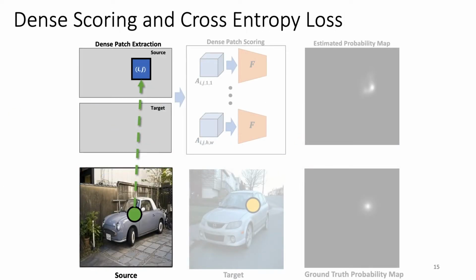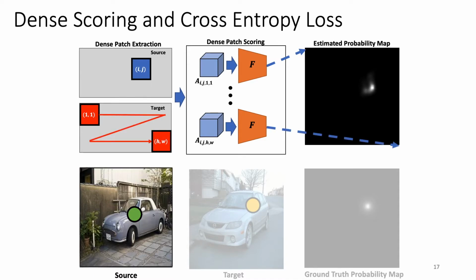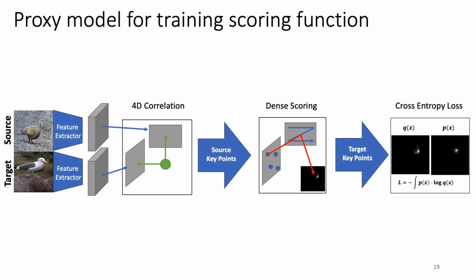In detail, for each ground truth source annotation located at ij, we compute 4D patch scores centered at ij of the source feature map to all the pixels in the target feature map. Normalizing the 2D score map with the softmax gives us a probability distribution of the target key points according to the scoring function. Then, we compute the ground truth target annotation distribution as a Gaussian distribution centered at the ground truth target annotation. Finally, we compute the cross entropy between the expected and the ground truth distribution.